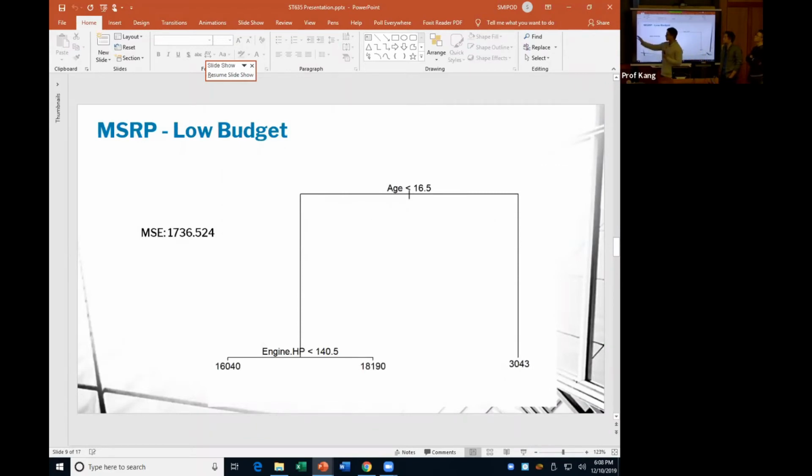We already split the data into training and test sets. The training set has 75% of the data, and the test set has 25%. The test mean square error is around 1,700.